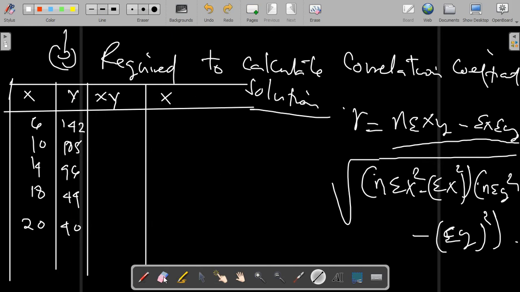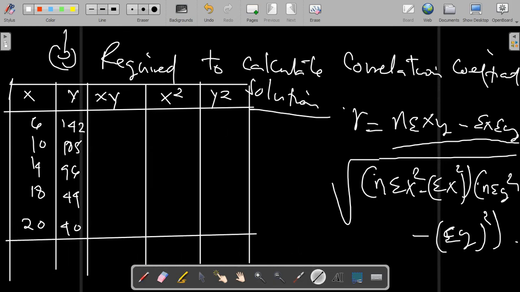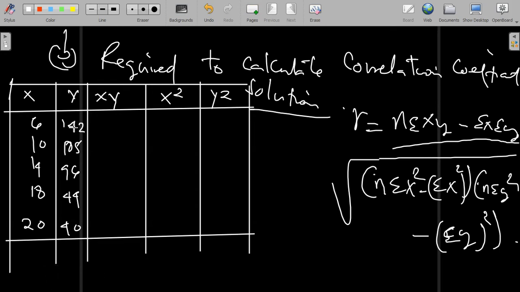Since we have R, the correlation coefficient, it is given by this formula over here. When we had this table over here, we plug in some data. We find the total summation of x and the total summation of y as you observe. So 6 times 142 will give you 852. 10 times 185 will give 1850. Now 14 times 96 is 1344, and the same applies for the others.